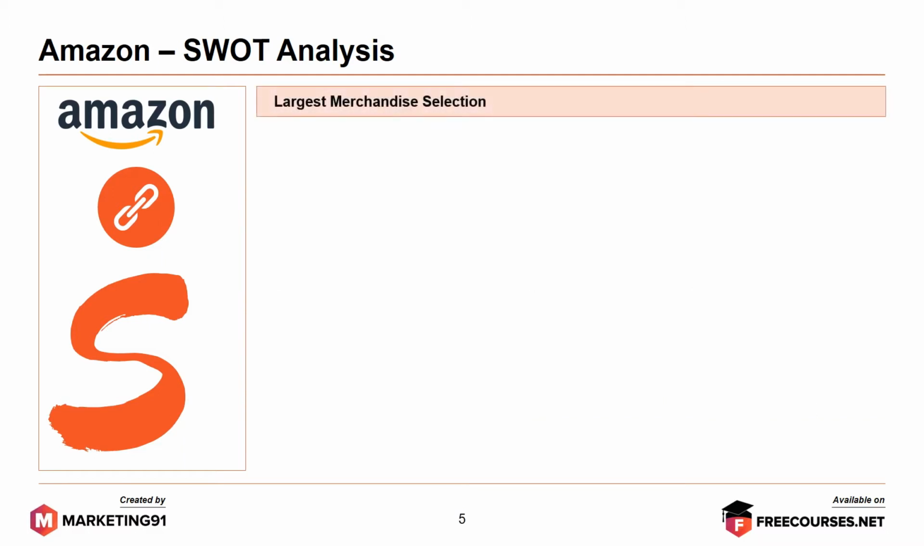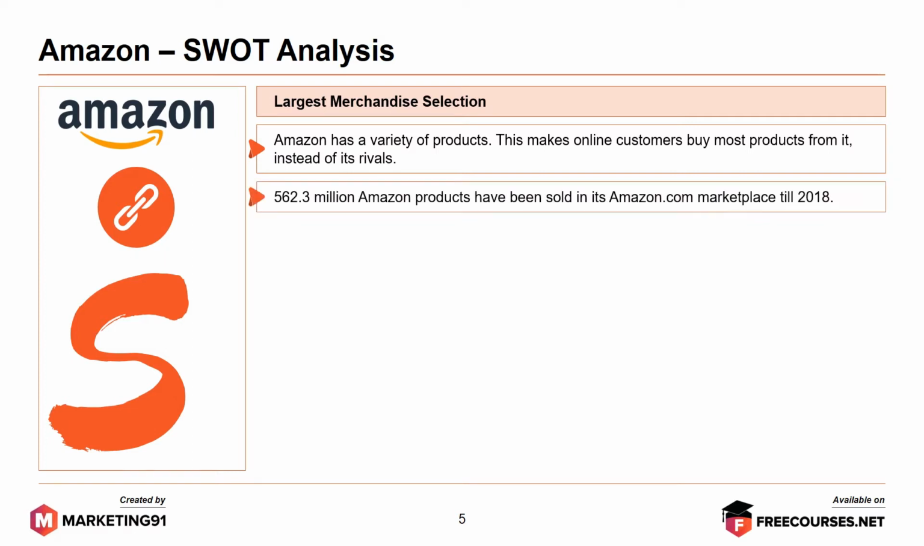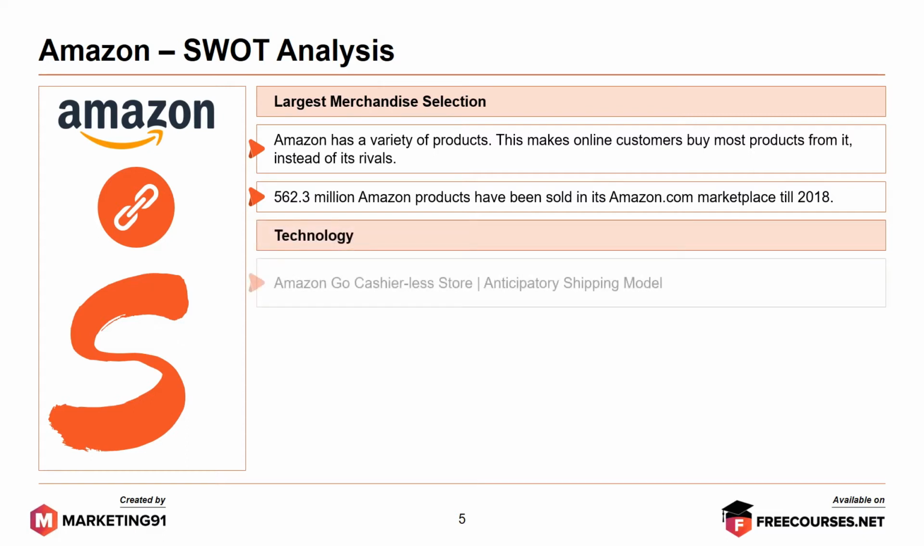Next, large merchandise selection. Amazon has a variety of products. This makes online customers buy most products from it instead of its rivals. About 500 million products have been sold in its Amazon.com marketplace till 2018. Next, technology: Amazon Go cashier-less store, and the anticipatory shipping model.